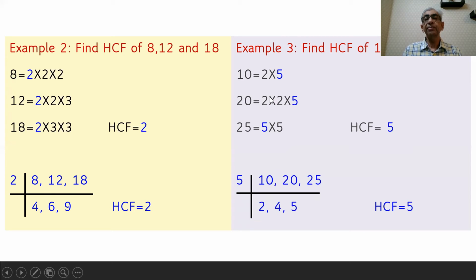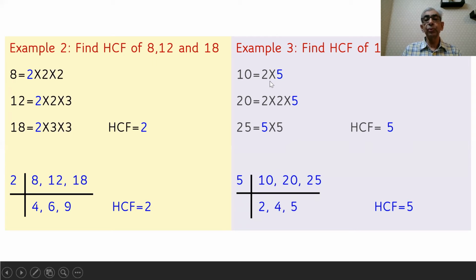Now let us take the third example. I have to find out the HCF of 10, 20 and 25. So factors of 10 are 2 and 5. Factors of 20 are 2, 2 and 5, and factors of 25 are 5 and 5. Now HCF can be maximum 2 into 5.